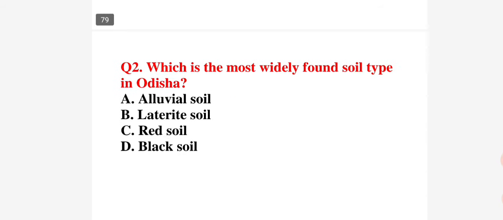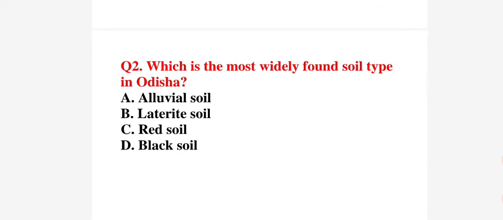Okay, the next question is, which is the most widely found soil type in Odisha? Option A alluvial soil, option B laterite soil, option C red soil and option D black soil. So what will be the right answer here? So here the right answer is red soil.